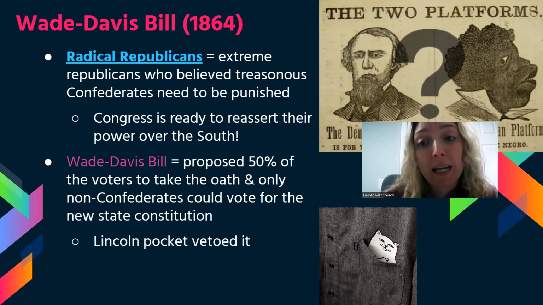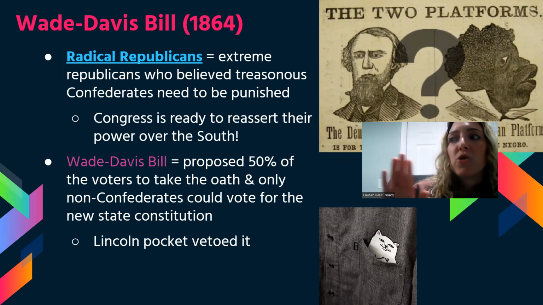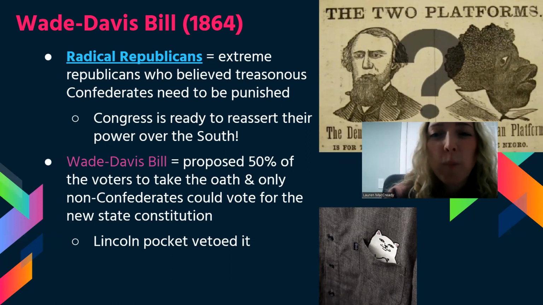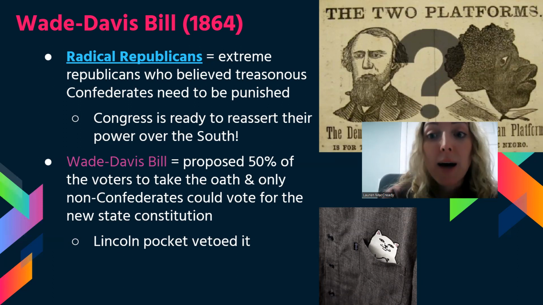So they proposed the Wade Davis bill, which would up that 10% to 50, essentially. And anyone who was a part of the Confederate government. So if you were just a small town farmer, didn't actually participate, had no political stake in the war to begin with, you're fine. You can vote. But all of the people who had some kind of political power in the Confederacy are not allowed to weigh in on their state's new constitution.